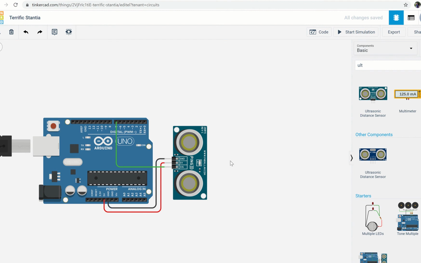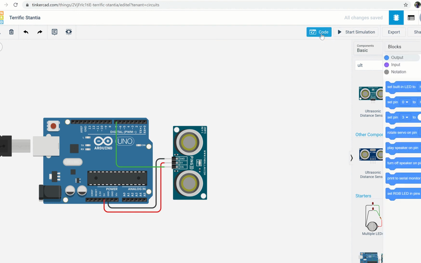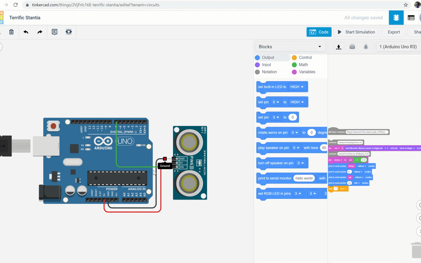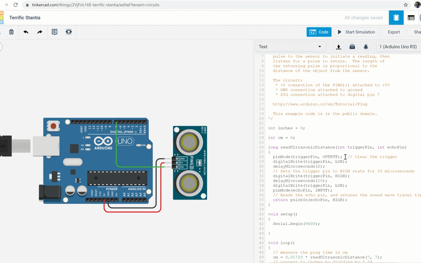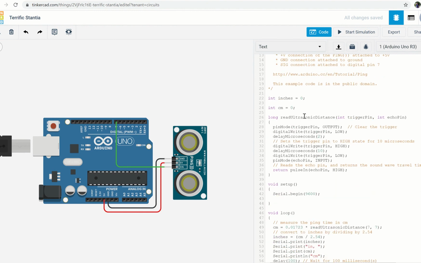So in Tinkercad, you take out this ultrasonic sensor and let's look at the code. First of all, ground is connected to ground, 5 volts to 5 volts, and the signal goes to pin 7. They start with an integer variable for inches. They want to measure the distance in inches, and they also convert it to centimeters, so they measure both inches and centimeters.